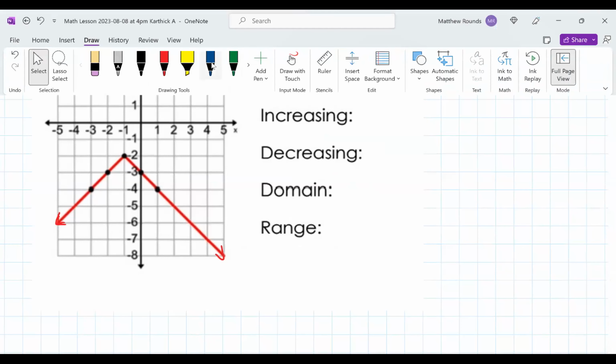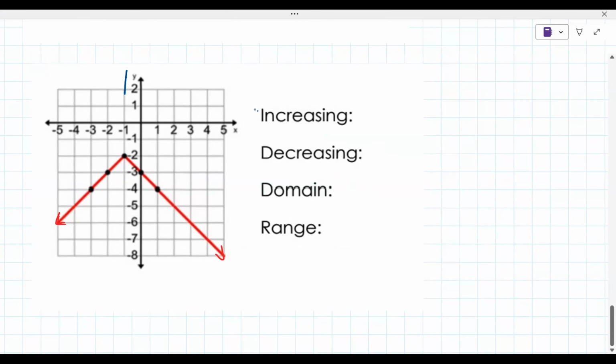Okay. So just like in the previous problems here, there's a breakpoint. That breakpoint is at -1. So give this a try again. Tell me where it's increasing, where it's decreasing. You only care about the x values, not the y values. So increasing from negative infinity to -1. And it's decreasing from -1 to positive infinity. Okay.